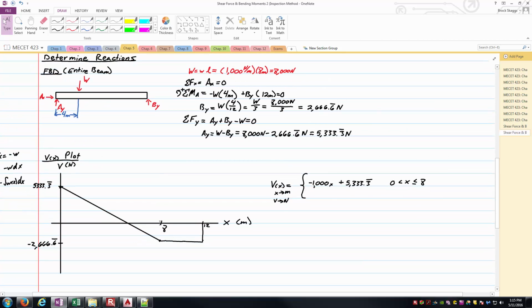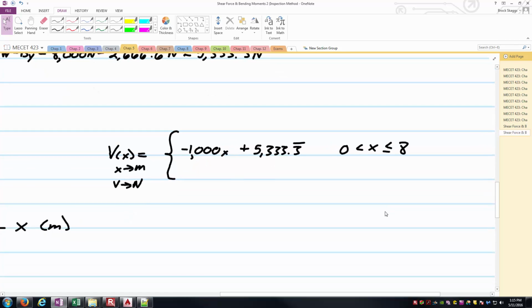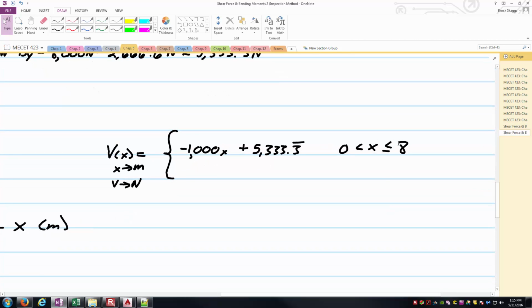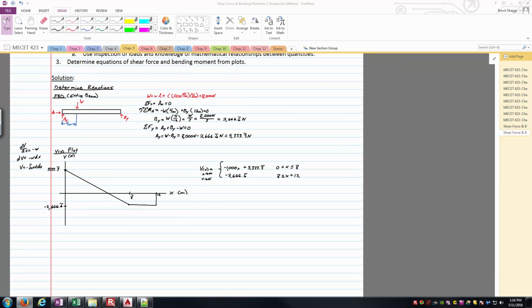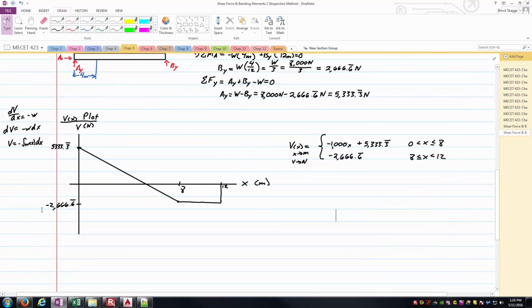So what about the period between 8 and 12? Well, it's just a constant, right? Negative 2,666 and 2/3, and that's between 8 and 12. Again, at 12, we get that upward reaction B sub y associated with the roller. And so that's looking pretty good.